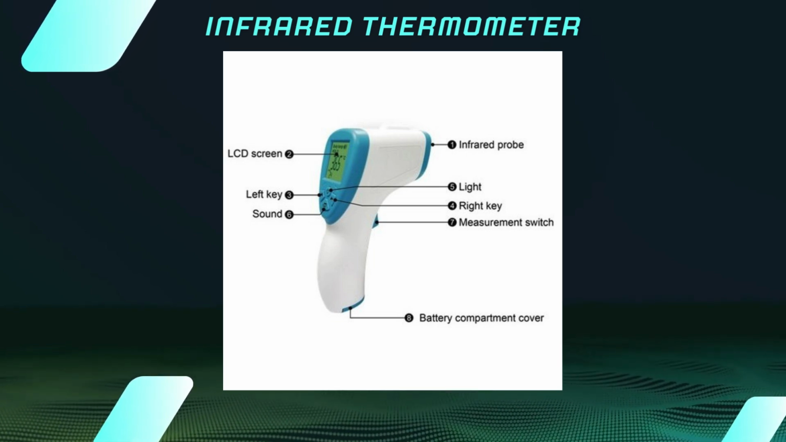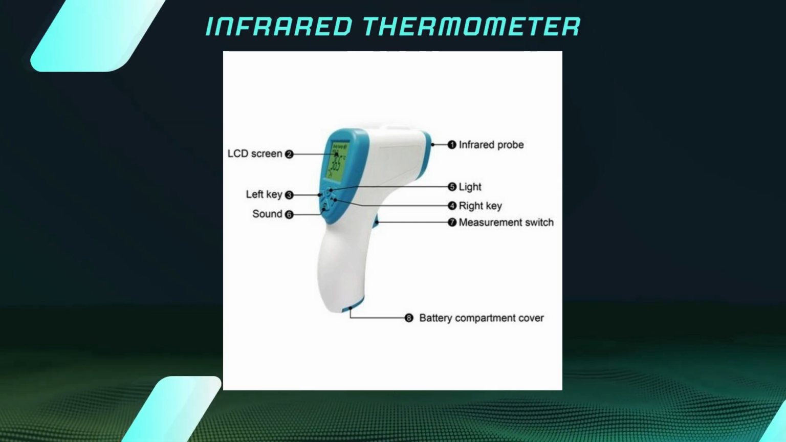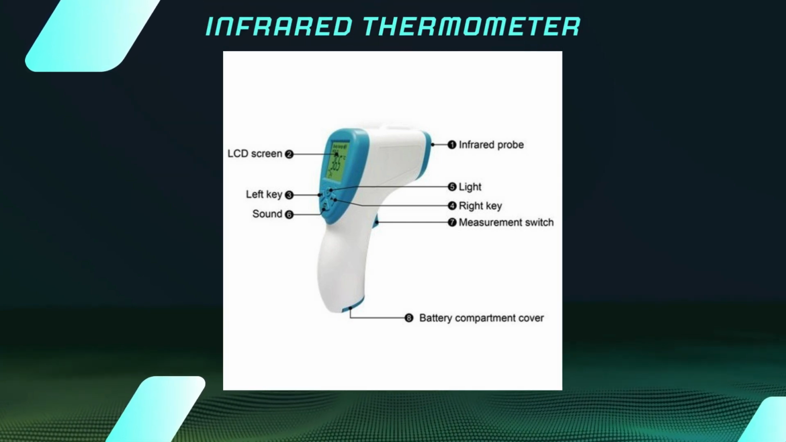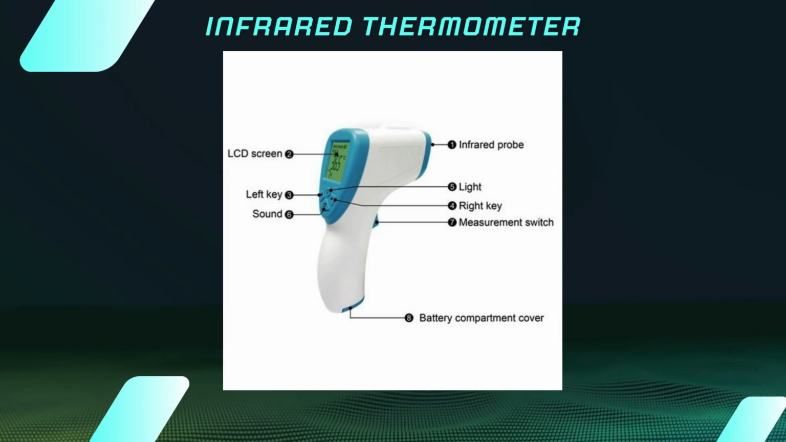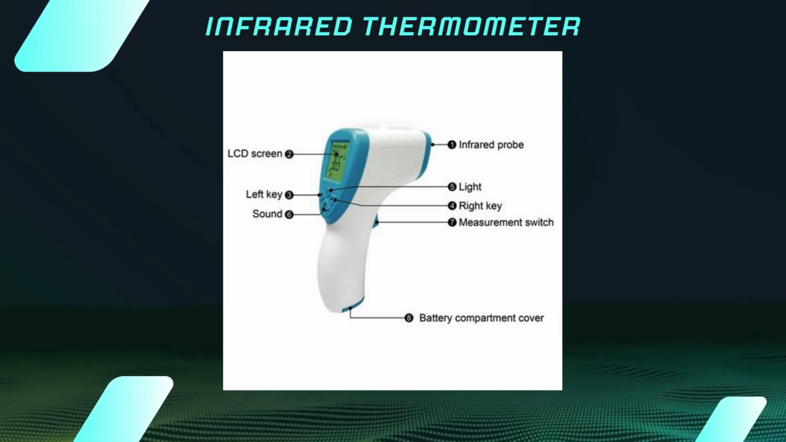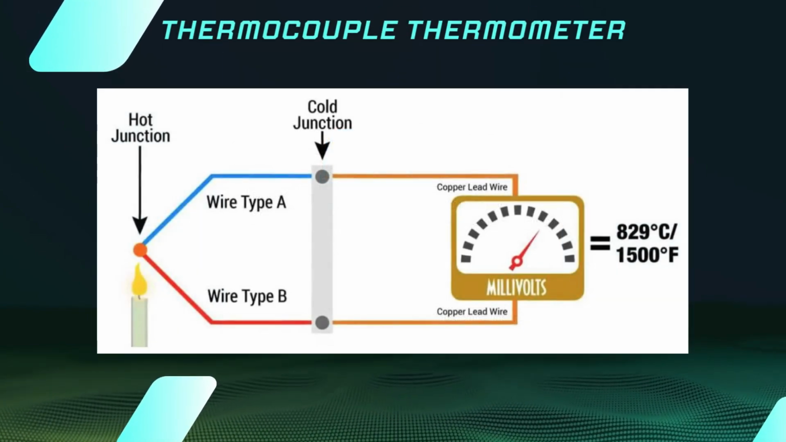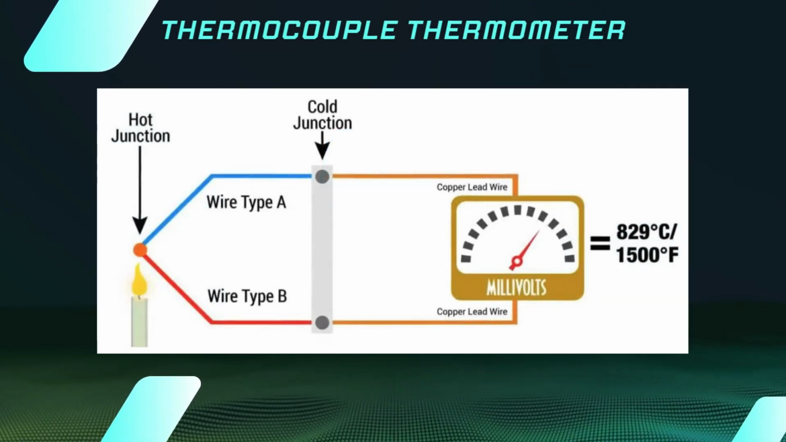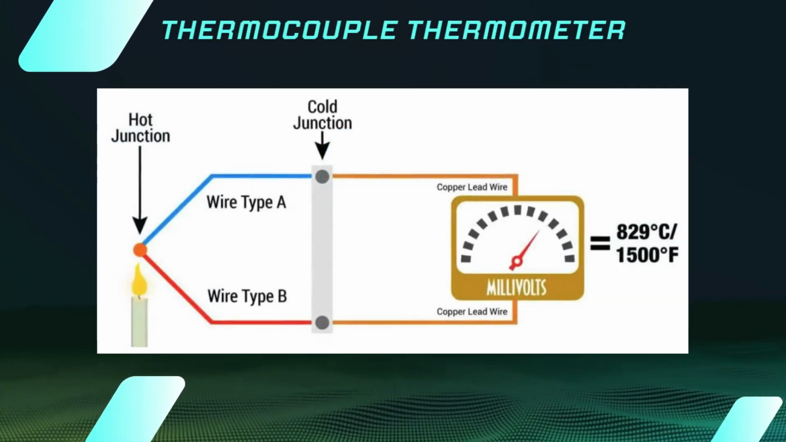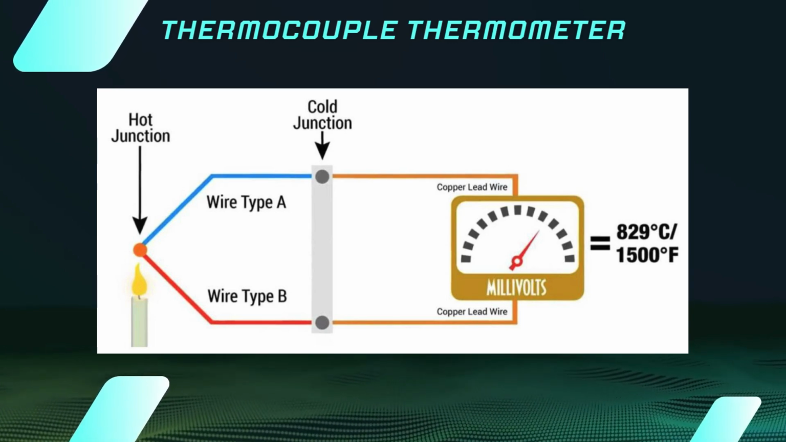Within an infrared thermometer is the optical system, infrared detector, and a signal processing unit. From an external point of view, there is a scan button, LCD display, battery cover, and functional buttons. The thermocouple thermometer typically includes two dissimilar metal wires, a cold junction, two copper lead wires, and a voltmeter.